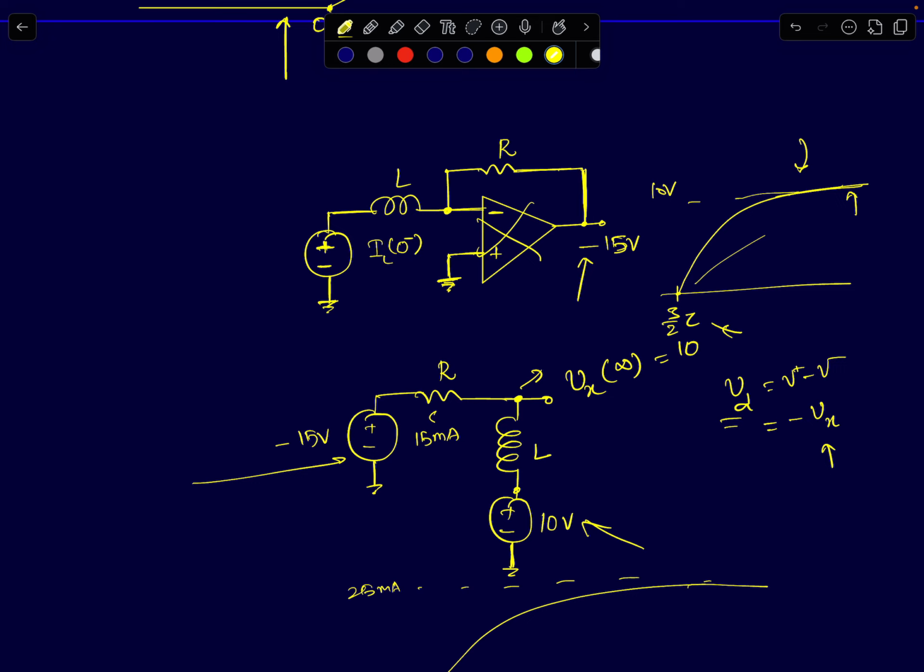So in this RL circuit's steady state, since node voltage Vx reaches 10, the voltage across the resistor, if you measure the voltage across the resistor, is 25 volts. So 25 by R is 25 milliamperes. So the final current in the inductor will be 25 milliamperes.